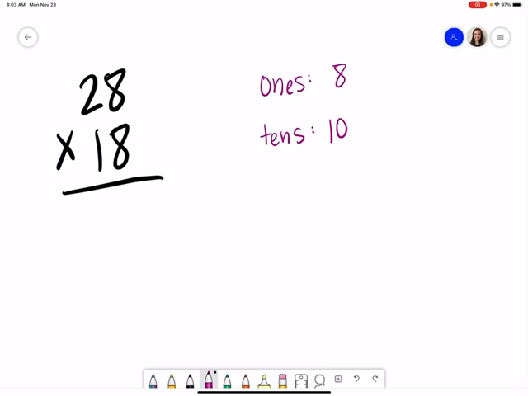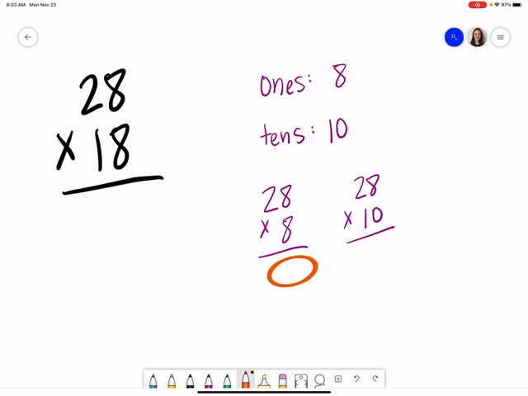Okay, so I can do 28 times 8 and 28 times 10. And then I could get the answer for both of these and add them back together to get my full answer for 28 times 18. Okay? And if that's easier for you, if you understand that better, that's great. Sometimes that is easier for people, especially when it is in the tens place, right? We're just going to add a 0 to the end.